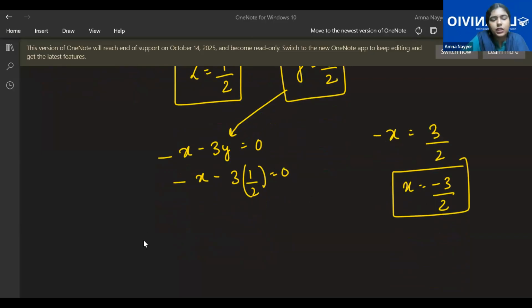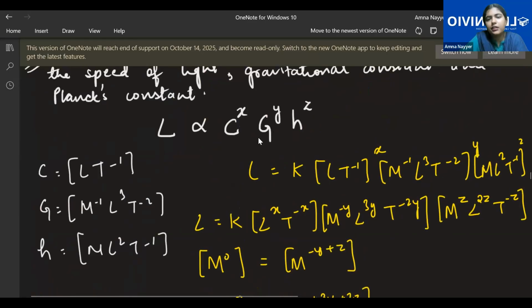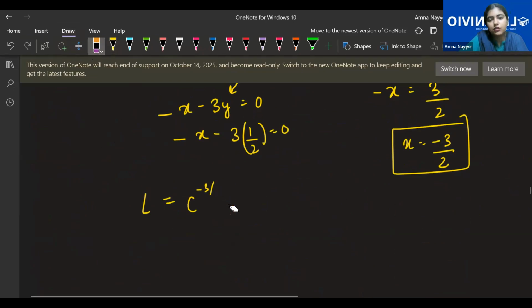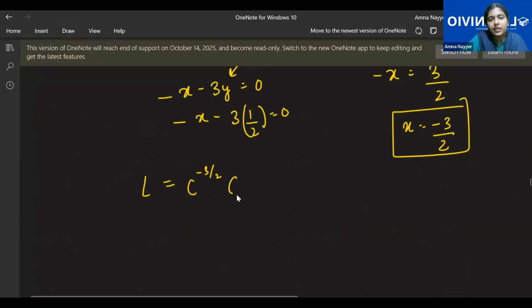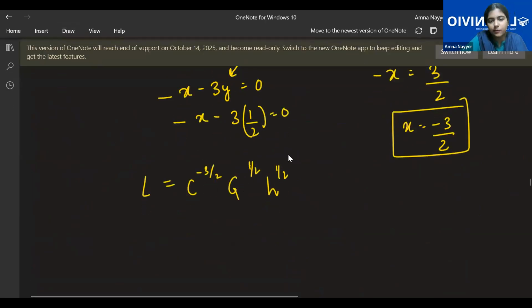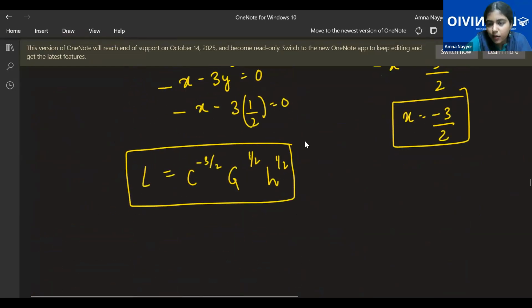So here the formula was L is equal to C G H, what was it? C capital G H. So the formula will be C to the power minus 3 by 2, G, no, capital G was there, gravitational constant. So capital G to the power plus half and H to the power plus half. Both z and y were equal, so this becomes the formula. Got it? And that completes this topic also.